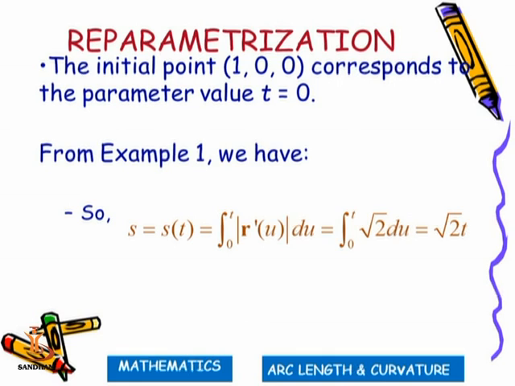Why is t equal to 0 here? X represents the first coordinate, Y the second coordinate, and the last, third coordinate is represented by Z, and here z equals t, so t is 0. From example 1 we have s(t) = the integral from 0 to t of |r'(u)| du, so the integral from 0 to t of root 2 du. The integral of 1 is u, with upper limit t, so it is root 2 t.